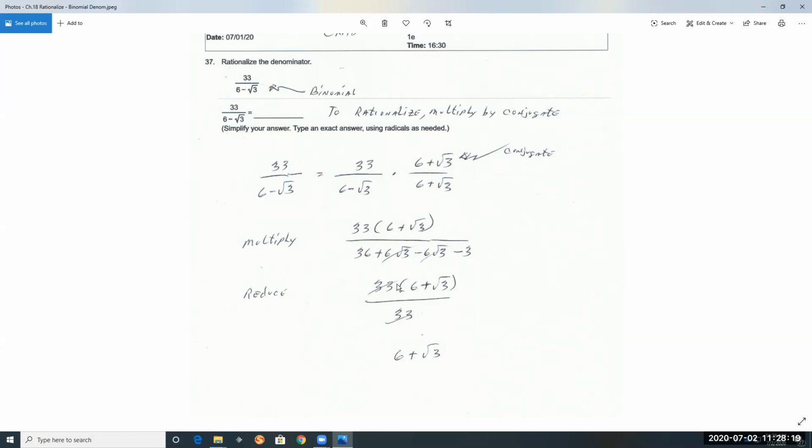So the simplification is one more step: the 33 in the numerator can cancel the 33 in the denominator, and we're left with 6 plus the square root of 3. Rationalizing when we have a binomial is a little bit more challenging, but remember the way to find the conjugate, it's always the opposite connecting symbol.